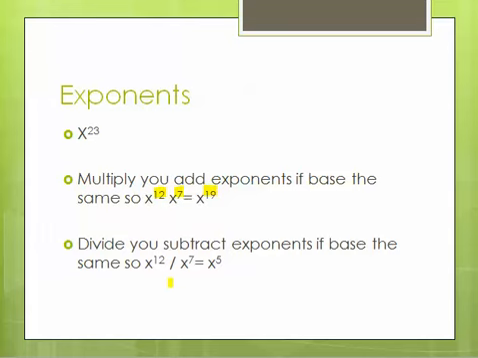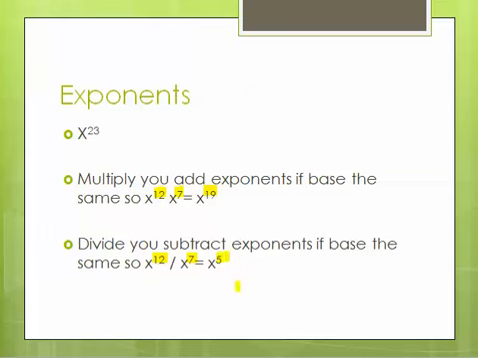So if you are dividing them, you always do the ones on top first and then you'll do the ones on bottom. So if you have x to the 12th divided by x to the 7th, you would say 12 minus 7, giving you x to the 5th.